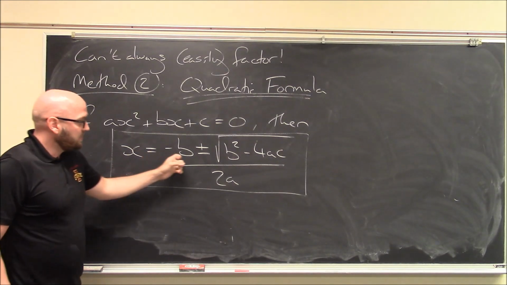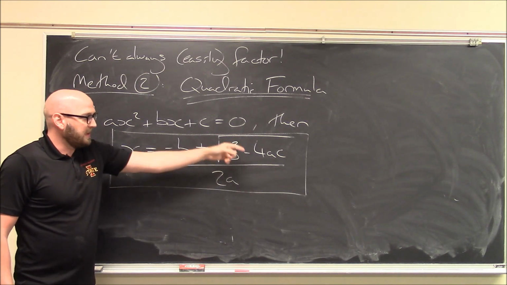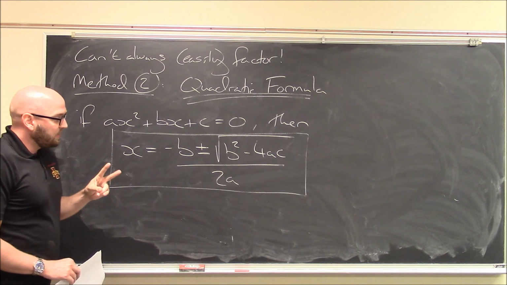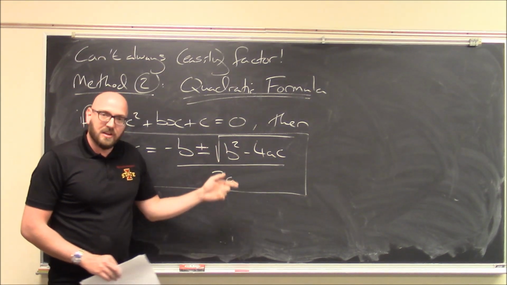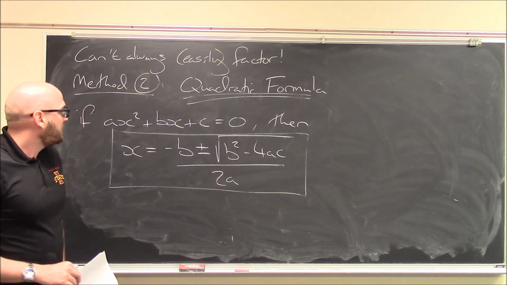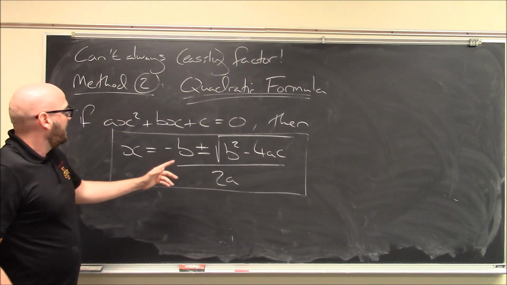You'll notice there's two solutions here, right? Plus or minus the square root, so you do the plus to get one solution and the minus to get the other. The only time you don't have two solutions, you might only have one, is if the square root is 0, right? Because plus or minus 0 is the same thing. And you can actually have no solutions at all, right? Sometimes quadratic equations don't have any solutions at all.